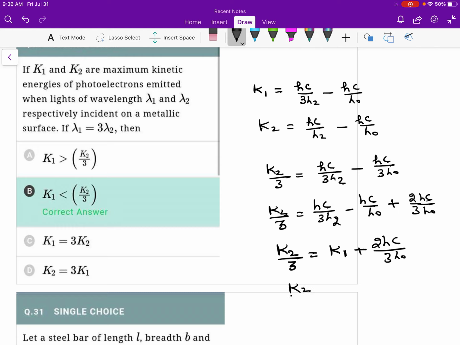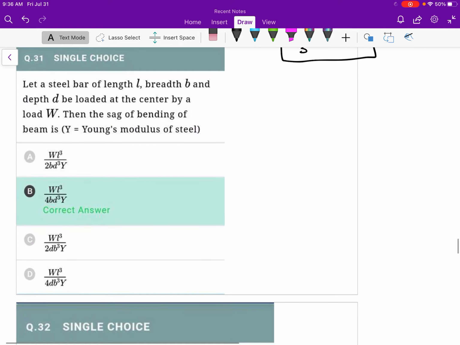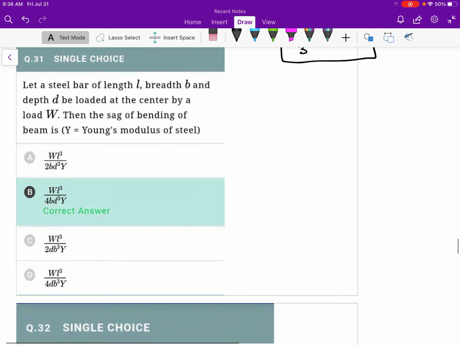So we are saying that K2 by 3 is greater than K1. So K2 is greater than 3 K1. So B is the correct option.